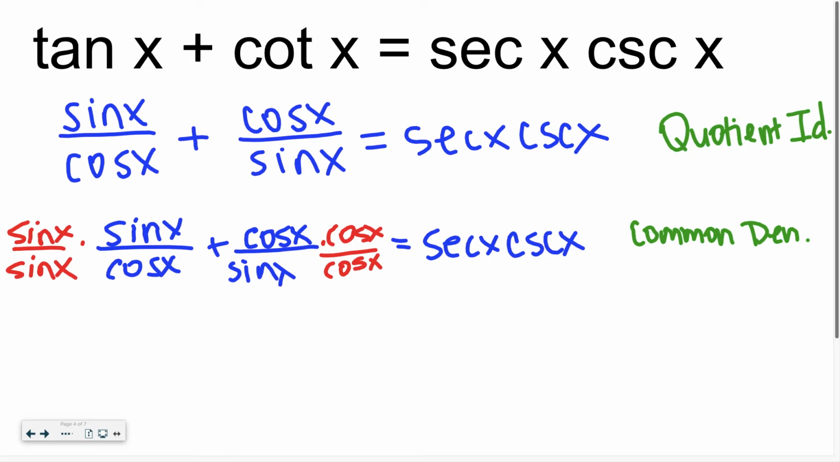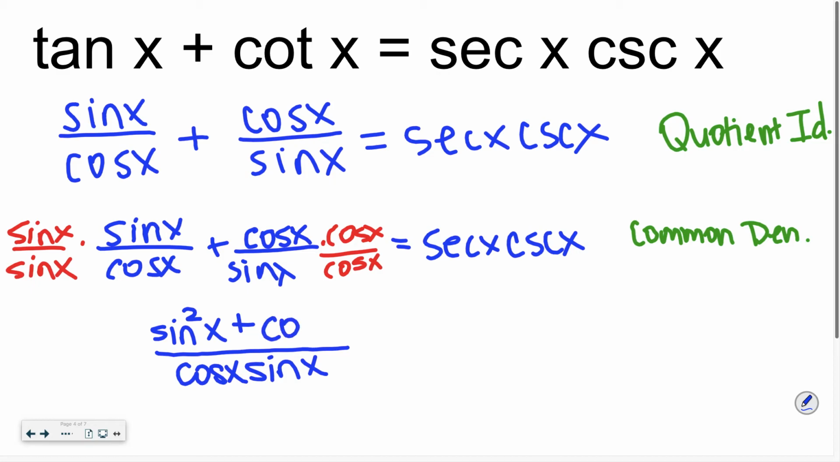All right, now we made common denominators, right? Cosine of x times sine of x was our common denominator. And then our numerators become sine squared plus cosine squared.